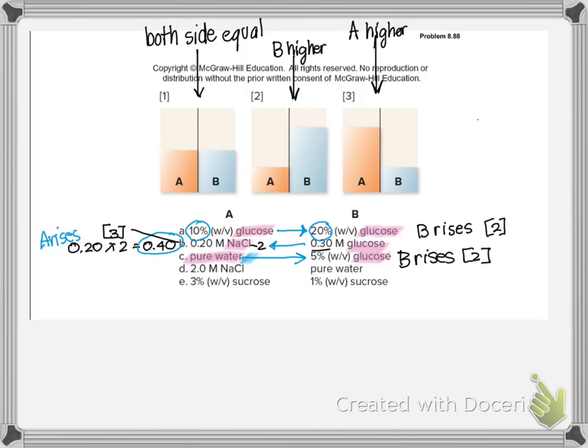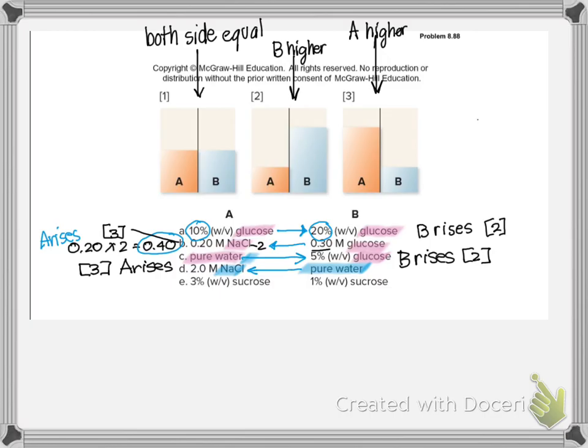Okay, same here, just to emphasize. We have pure water again, and here's sodium chloride. I don't care what water is with. Water always will have the lower concentration, so it's going to flow from the pure water to the other side. And so we're going to have A rises. So that would be picture number 3 above.